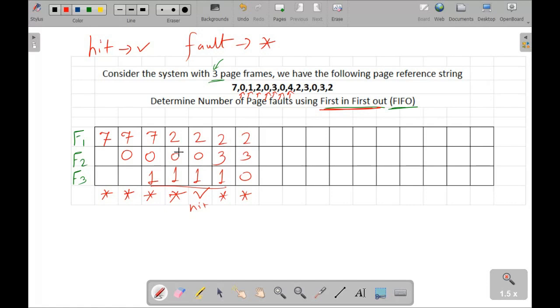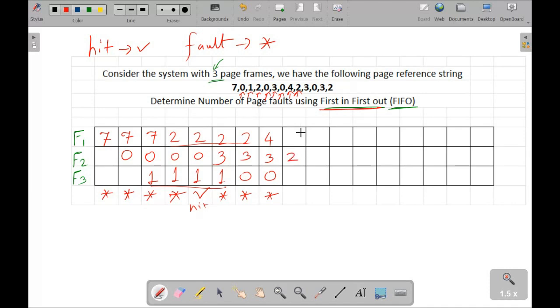So where should I add 4? So 4 you can replace by this 2, because 2 is the oldest. So it will be now 4, 3, 0 like this. Again a page miss. Then 2 you want to add, so just check where is 2. 2 is not present in either of the frames, so you can simply replace 3 here by the 2.